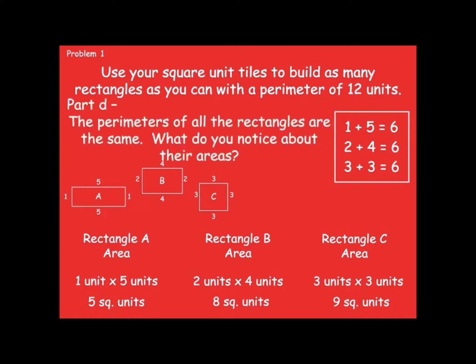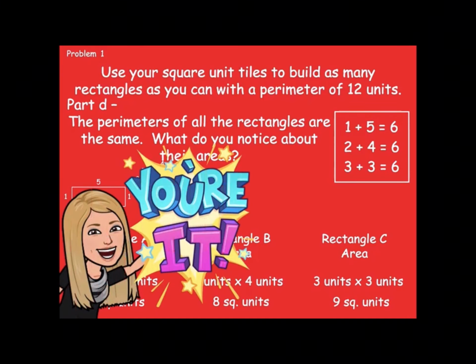All right, so part D, the perimeters of all of the rectangles are the same. What do you notice about their areas? So we know that they all have a perimeter of 12 units. I want you to pause and think about what do you notice about the areas that go along with those rectangles. So pause, think about that, write your answer down for part D, and then click play when you're ready to go over it together.